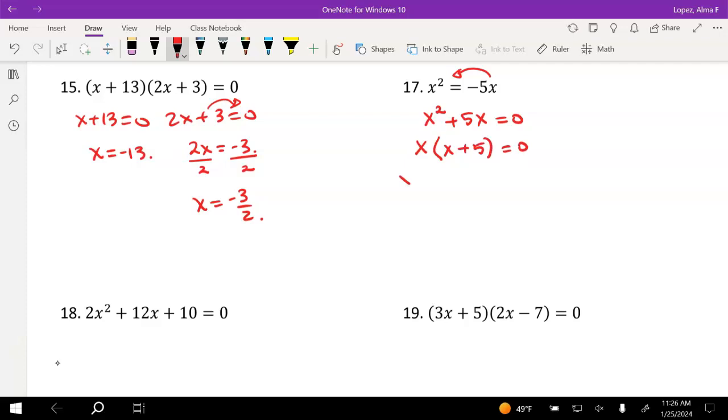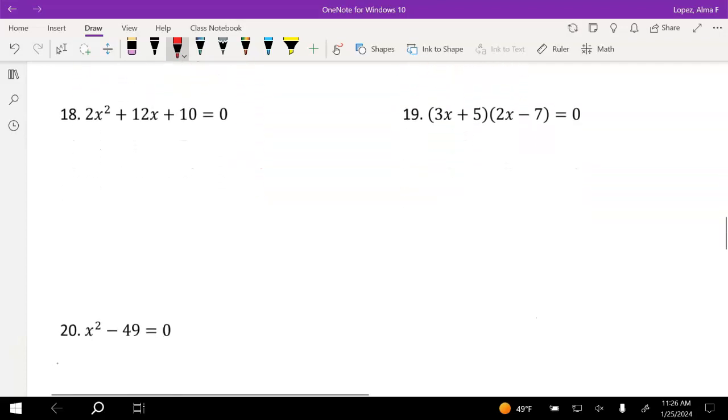Now that we've got it completely factored, I set each factor equal to 0. This one is solved. It says x equals 0. It is okay to get an answer of 0. Now I'm going to move the 5 over to the other side, so my answer will be x equals negative 5. Let's keep going.